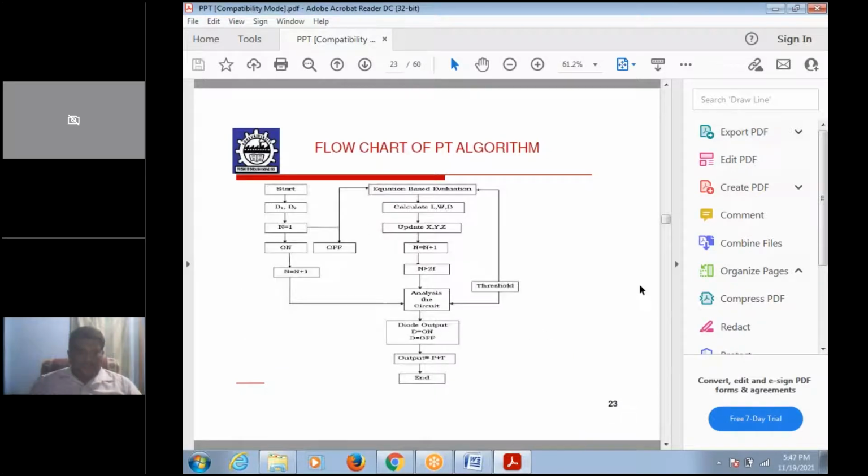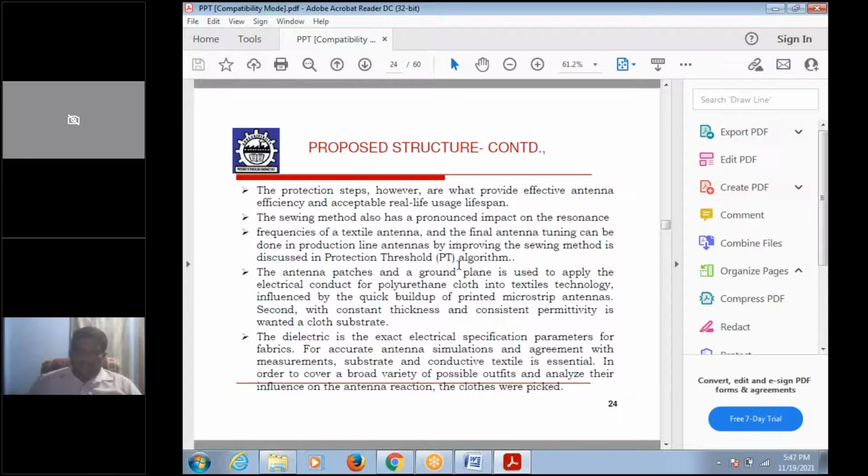This is my flow chart, nothing but equation-based calculations. Calculate length and width, the updation. Okay, already discussed the algorithm also. N plus 1, n greater than analysis circuit. Diode operation D and D to the gain operation. Last is P for threshold and another T for threshold. We can calculate the on application based on the threshold calculator. This is the proposed one here.